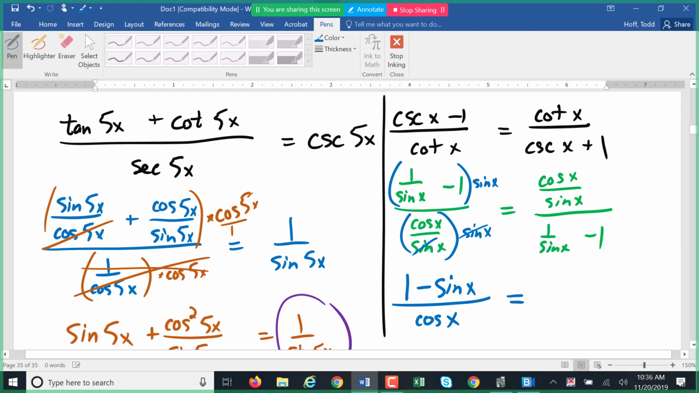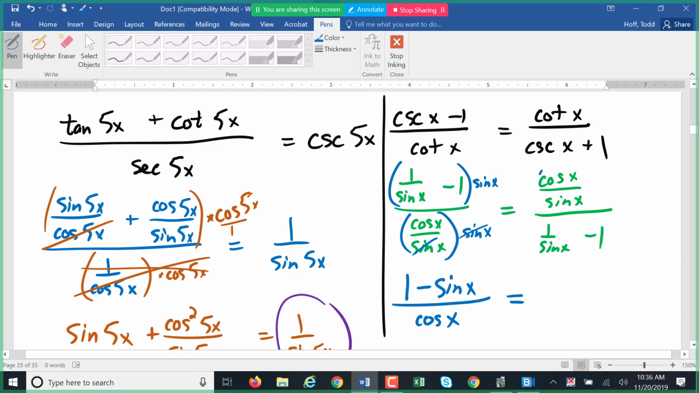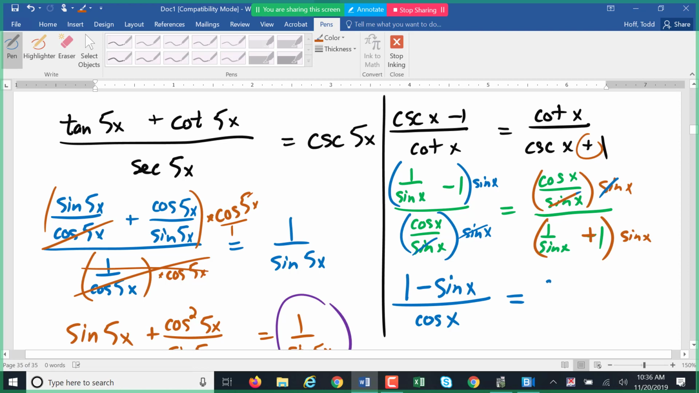Well, let's see if we can do something on the other side of the equation. I'm going to multiply numerator and denominator there also by sine x. Oops, this should have been a plus here, not a minus. There's a plus there. So now on top, sine x cancels out again, giving me just cosine x. On bottom, 1 over sine x times sine x is just 1, plus 1 times sine x is just sine x.